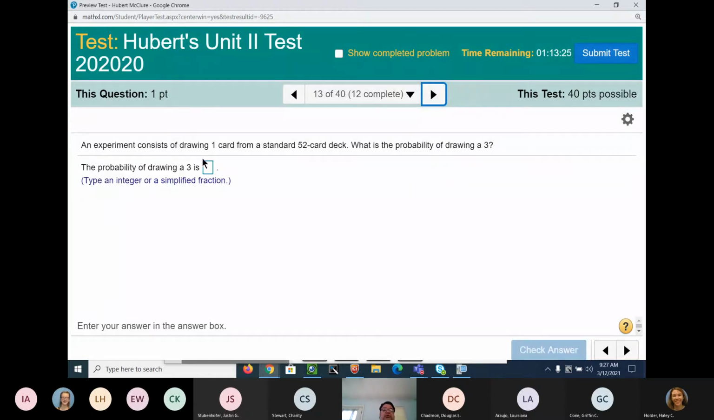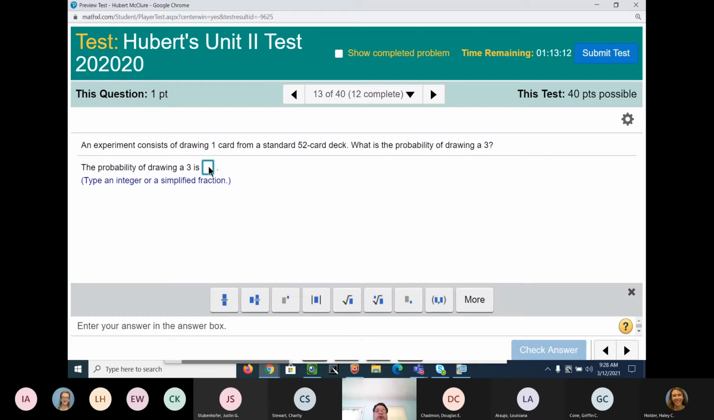An experiment consists of drawing one card from a standard 52 deck. What is the probability of drawing a 3? So that'd be 4 over 52, which would be what, 1/13? Which one is it, 1/13? 1 over 13, I believe, isn't it?